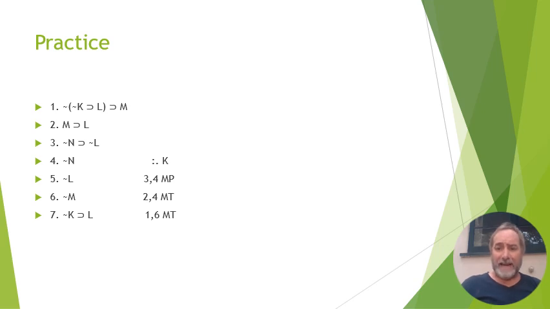The rule that gets the antecedent of a conditional on its own is MT, but what we would need to do MT with 7 is not L. Well, look at line 5. Line 5 is not L, right? So we can get K on its own with 5 and 7 MT, and we're done.